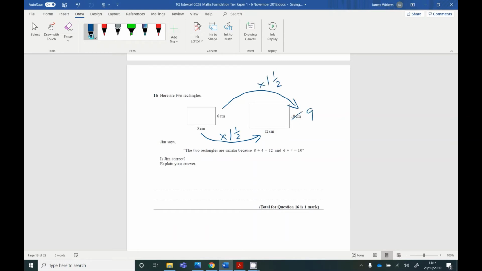So is Jim correct? Explain your answer. Jim is not correct. You multiply or divide to establish if shapes are similar.